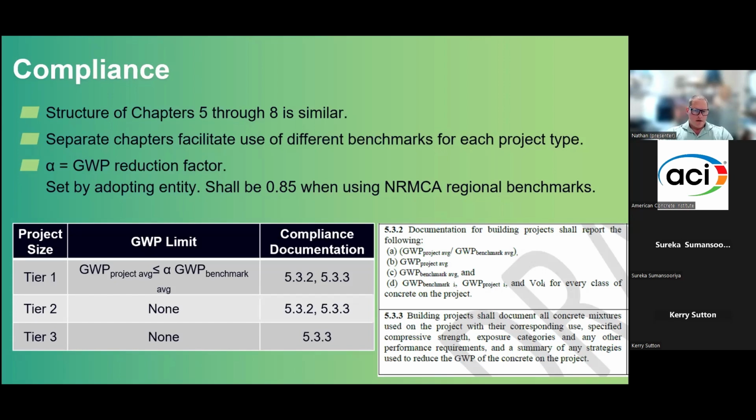You'll notice right here that this code uses alpha as a carbon reduction factor. If an adopting agency is going to use the NRMCA regional benchmarks, the reduction factor is 0.85. But the code does encourage adopting agencies to consider determining what their own appropriate reduction factor is.